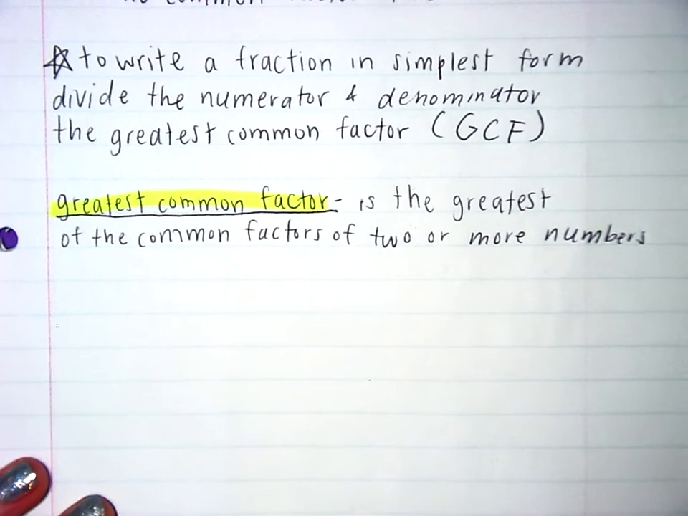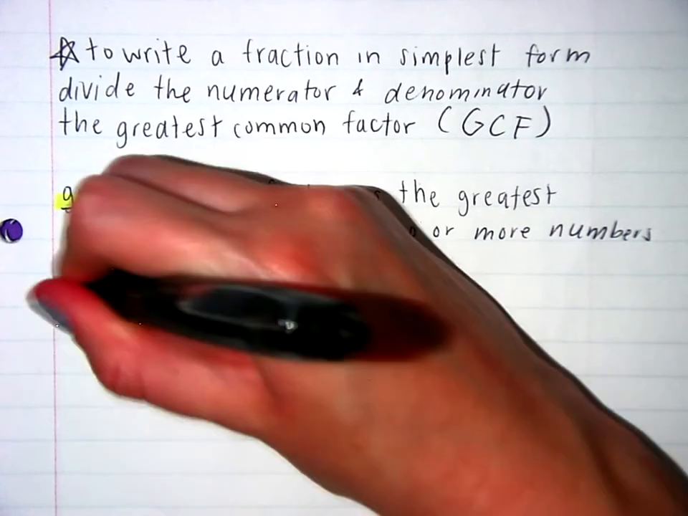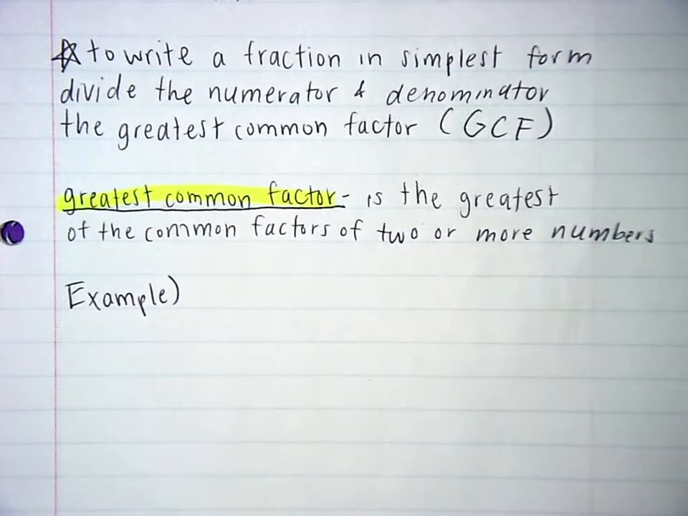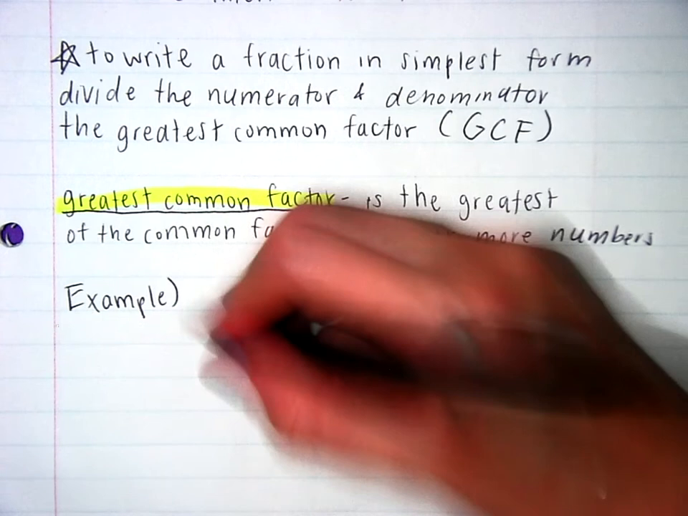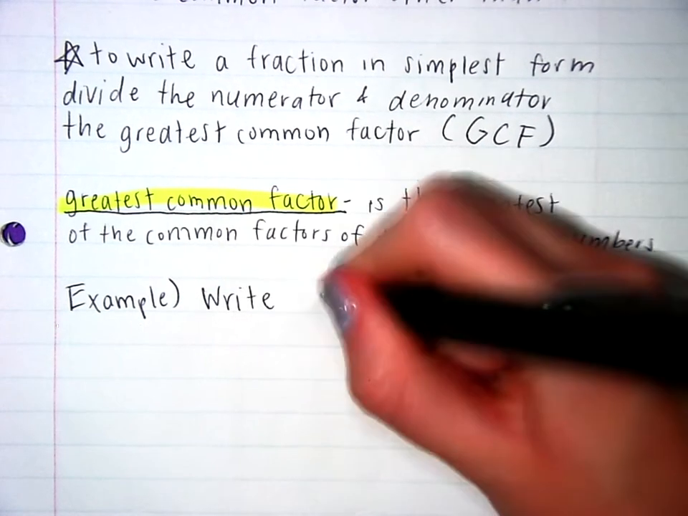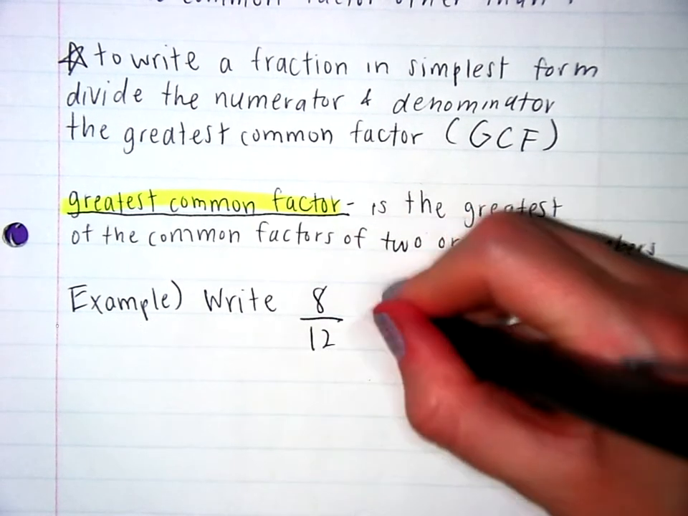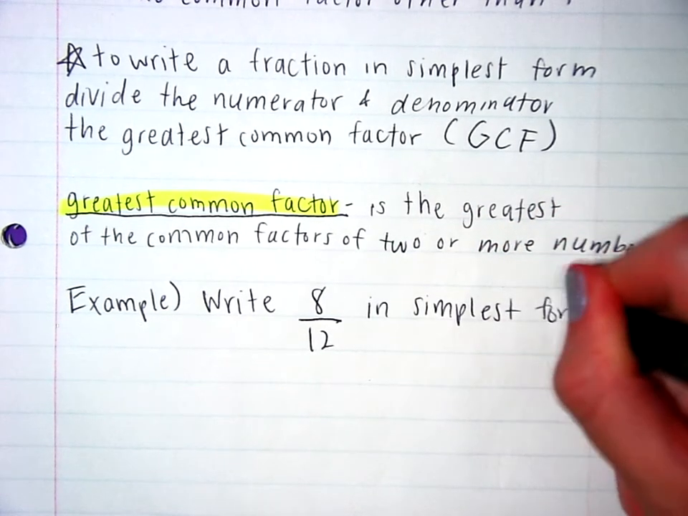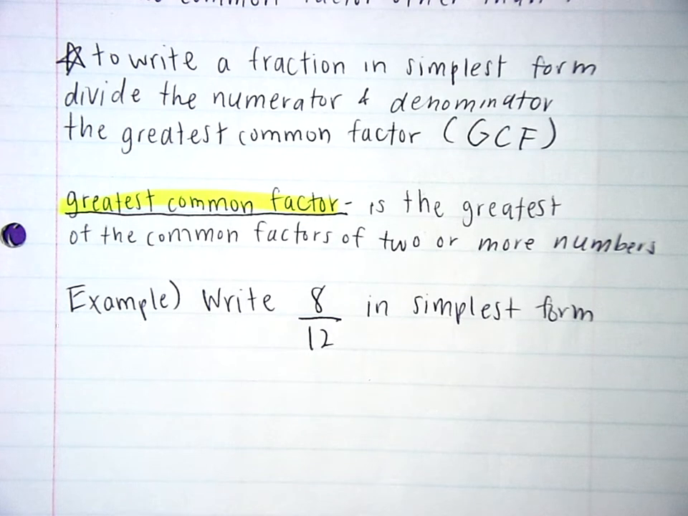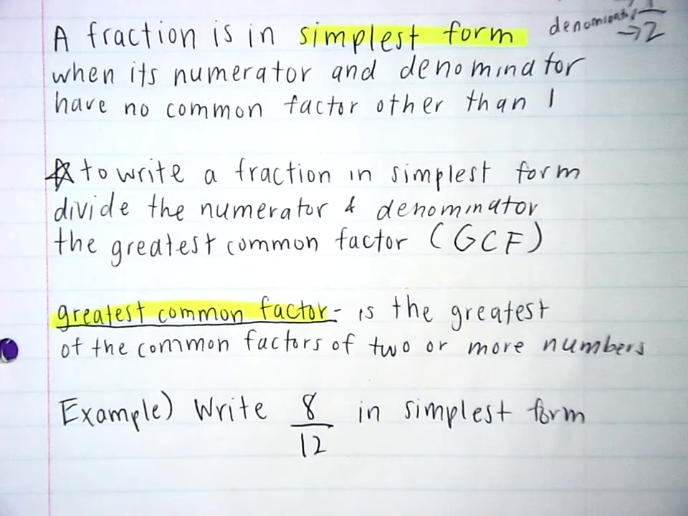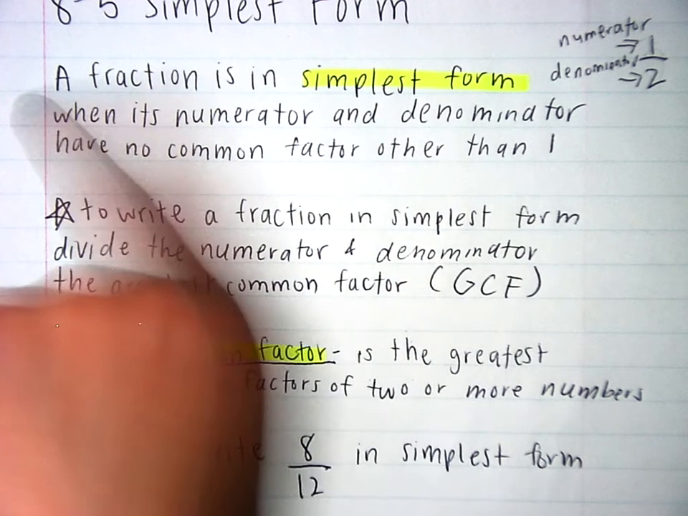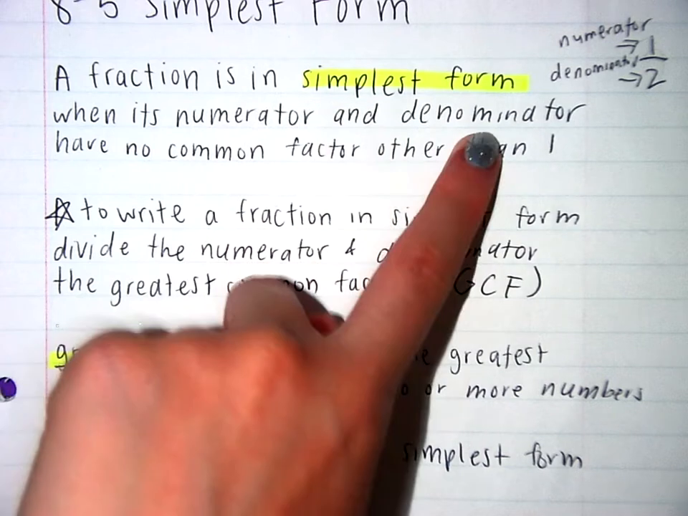So, an example. This is what would happen, let's say, in your book. The directions would be to write 8 over 12 in simplest form. That would be your directions, and that would be your problem. So write 8 over 12 in simplest form. Well, if you already forgot what simplest form is, let's go back over to the top. A fraction is in simplest form when its numerator and denominator have no common factor other than 1.